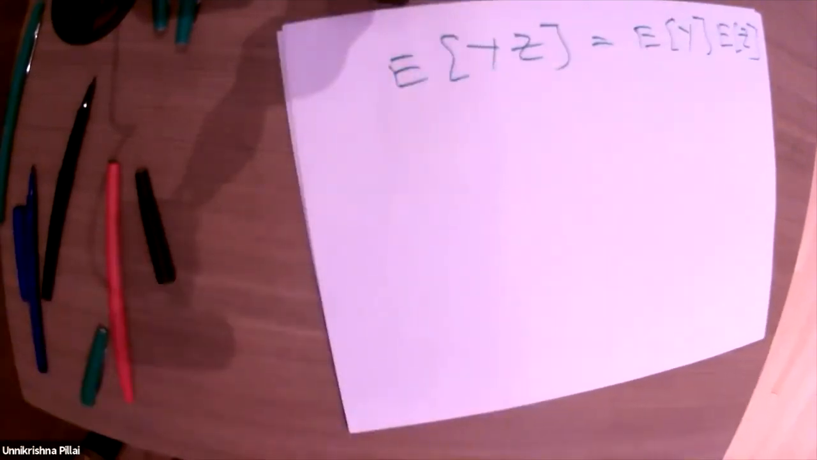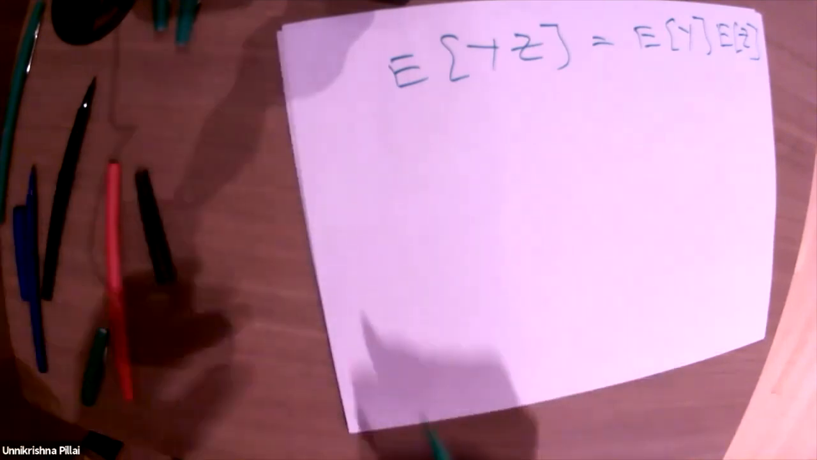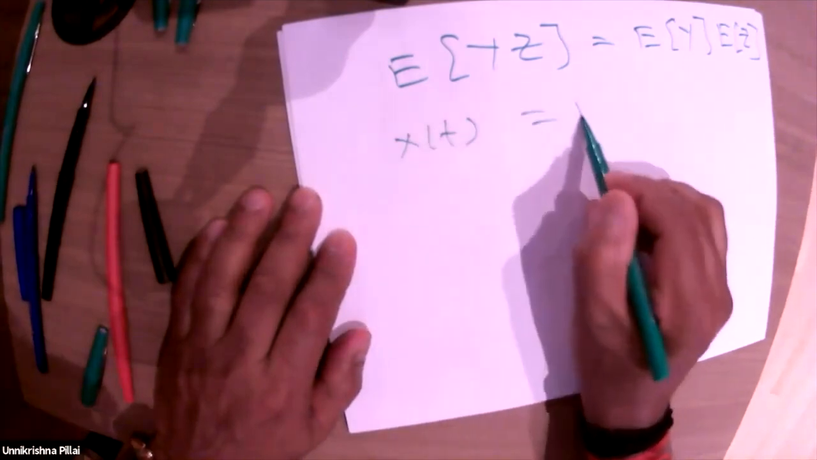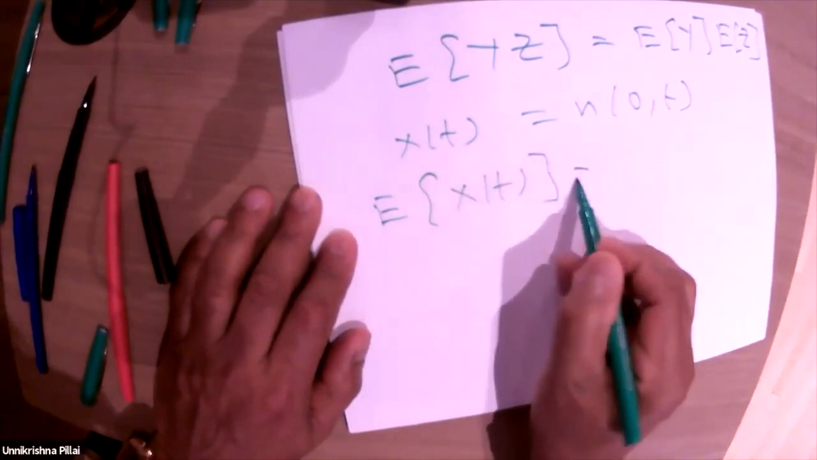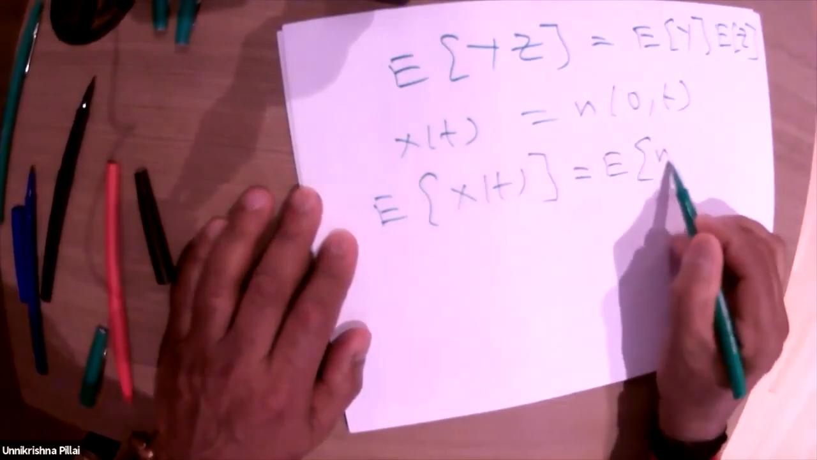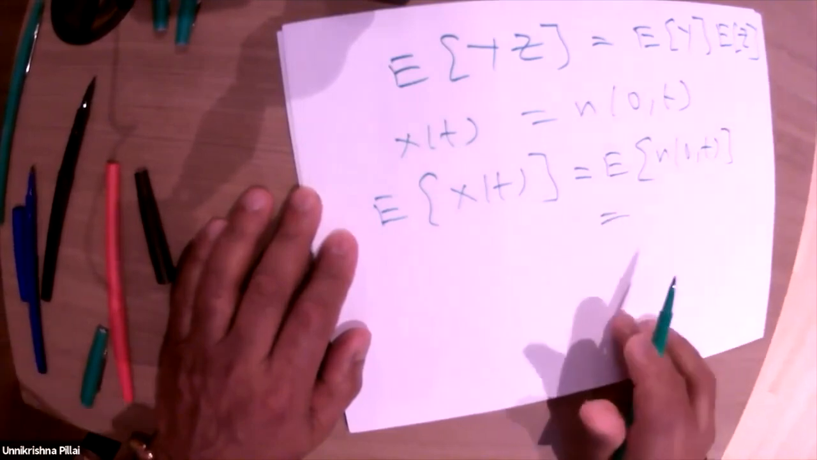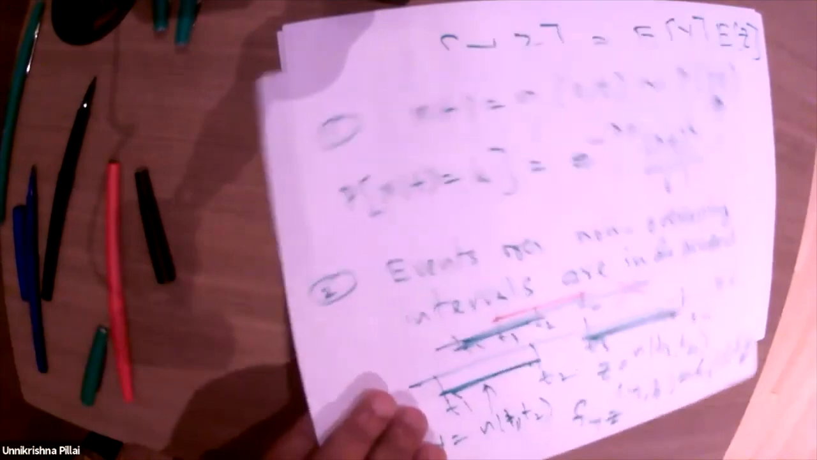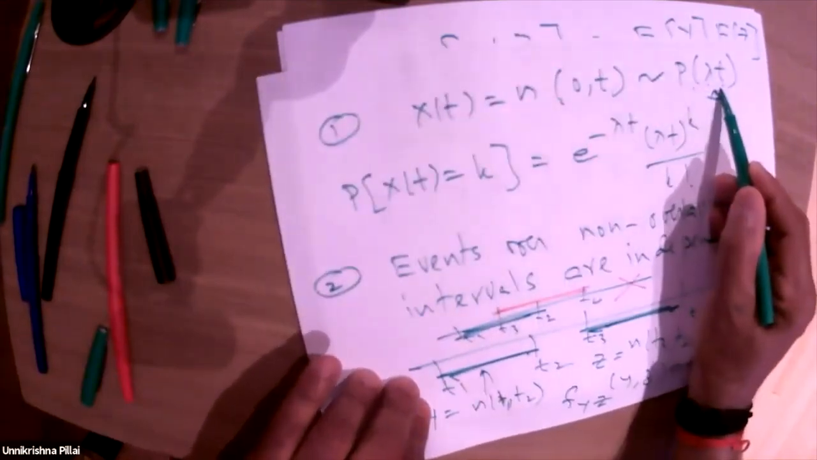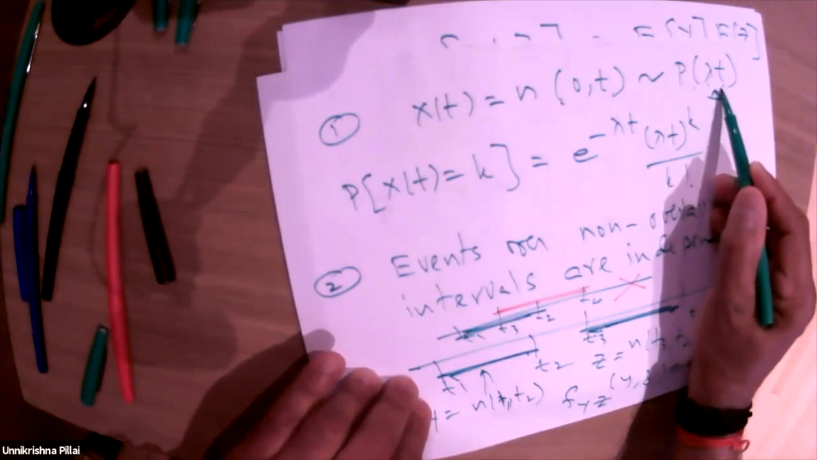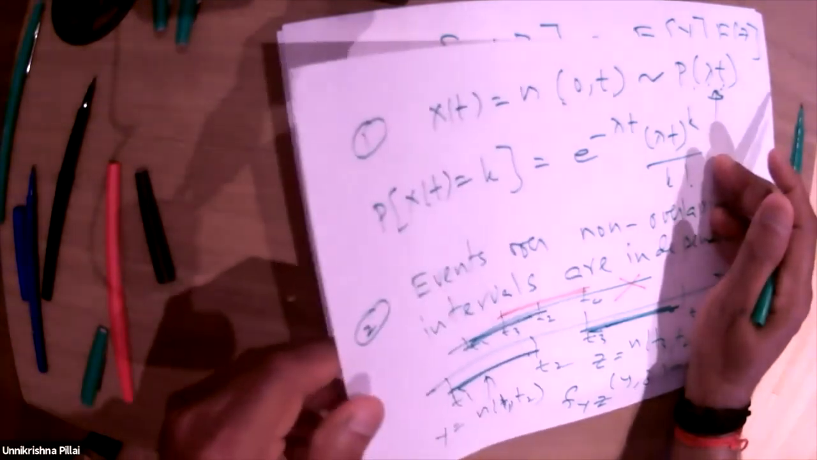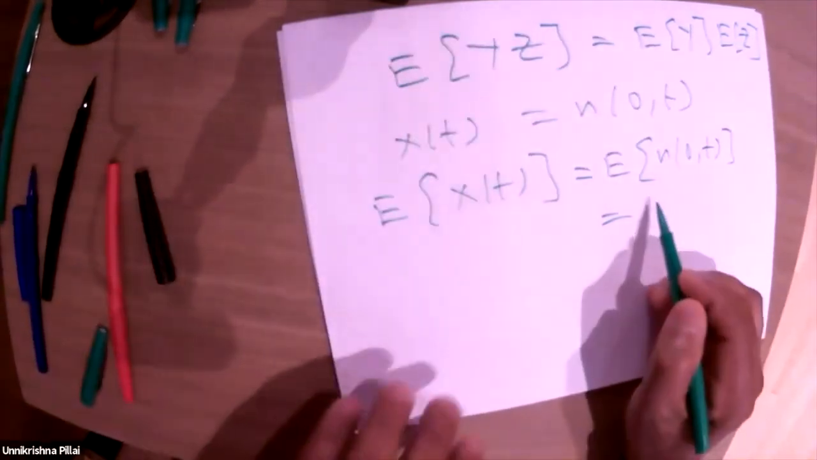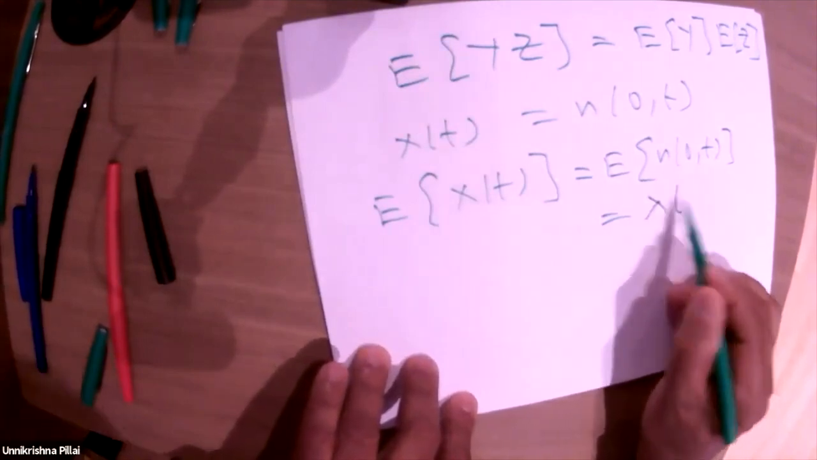So what is the problem here? Let's find the mean and variance, mean and autocorrelation function of Poisson process. That's your problem, my problem. So remember, X of t is the number of arrivals in 0 to t. If you know Poisson, this is easy. Expected value of X of t is expected value of N(0,t). Anybody has the answer? You can look at here. N(0,t) is a Poisson random variable with parameter lambda t. What's the mean of a Poisson random variable with parameter lambda? Lambda. So what is the mean of this process? Lambda t, because that's the parameter.